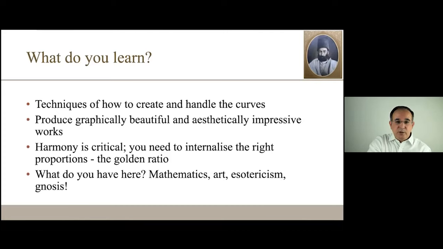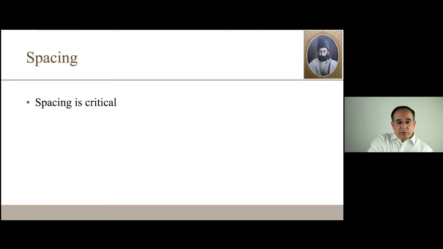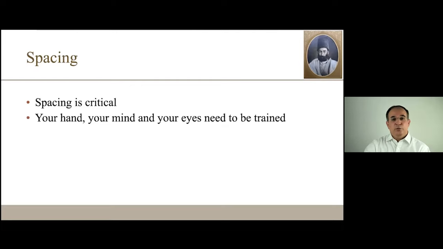So what you have here is mathematics, art, and esotericism. The reason I say esotericism is that there are deeper layers in it. I say there's a lot of gnosis in it because calligraphy is a carrier of wisdom, as I'll say shortly. The next point about doing calligraphy is spacing. Spacing is very critical. The amount of space that you add between letters and between words, and the way that you fill the empty spaces, is the most important thing in being able to produce a good work of calligraphy.